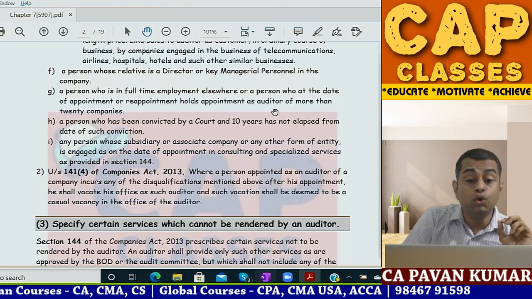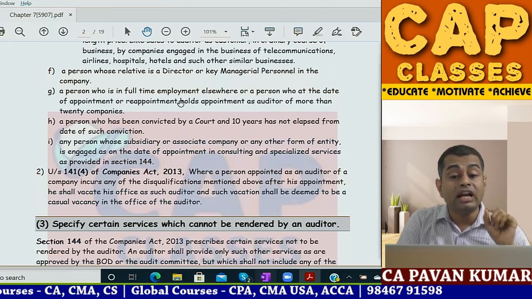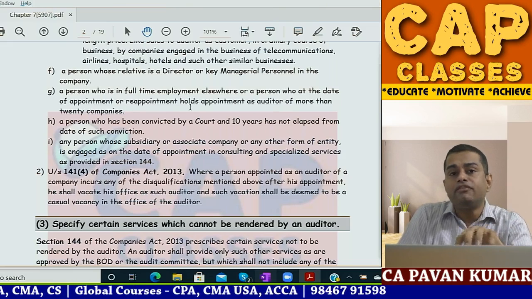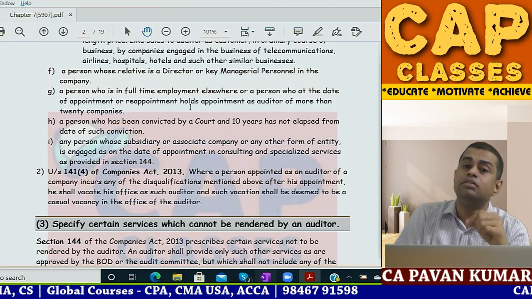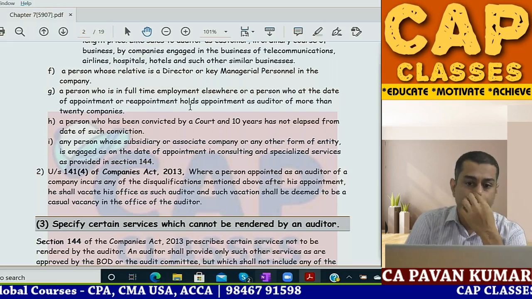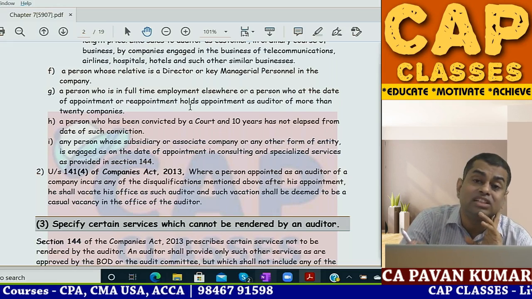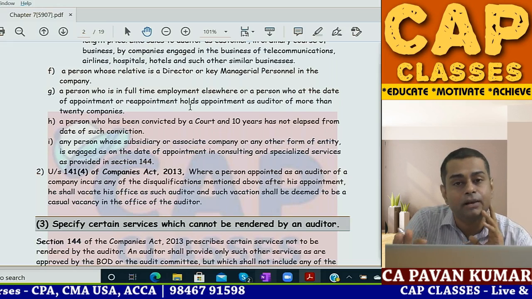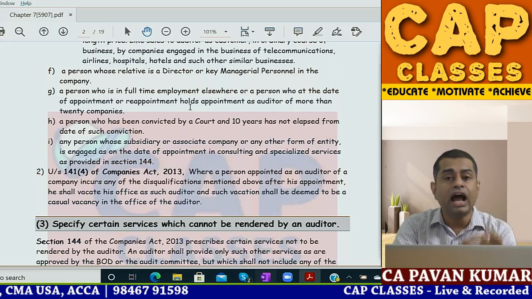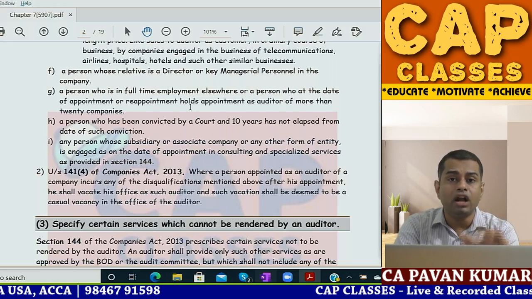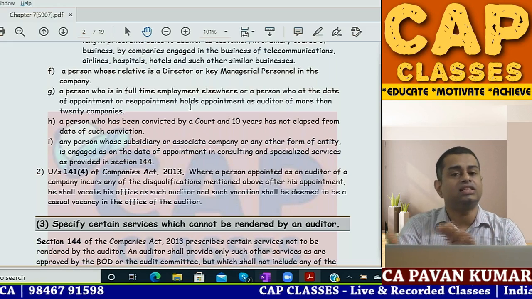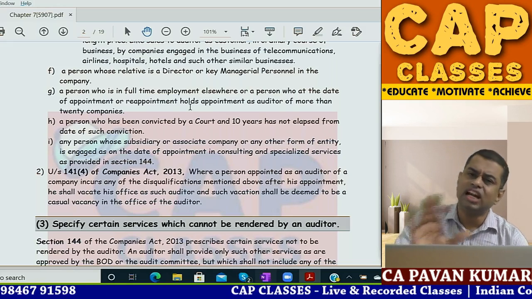Then, a person who at the date of appointment or reappointment, that means you are proposing me to be the auditor of your company, on that day, I have 20 company audits or more. You cannot appoint me as an auditor because there is a specific ceiling limit. No auditor can have more than 20 audits. But of course, for the 20 audits, there are certain exceptions, inclusions and exclusions that we'll see later.